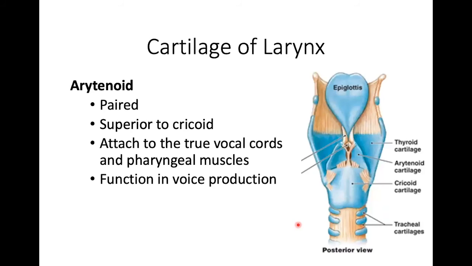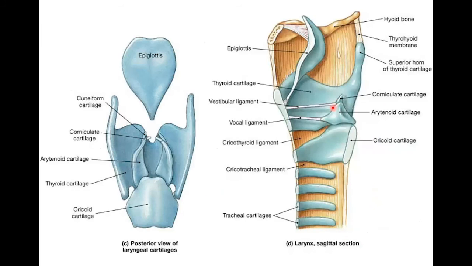Now, moving on, the two final paired cartilaginous structures that we have are the arytenoid cartilage as well as the corniculate cartilage that sits on top of the arytenoid cartilages. Now, the arytenoids are paired and they are located superior to the cricoid. They're important because they attach the true vocal cords and pharyngeal musculature. And so when we alter the way in which we speak, it's contraction of specific muscles that causes those arytenoids to either tighten the vocal cords or loosen them to allow us to produce the sound of our voice. And finally, here you can see the corniculates that sit directly on top of the arytenoids.